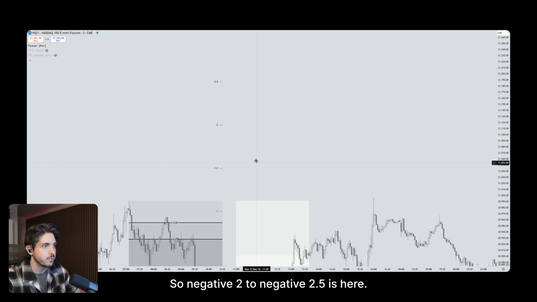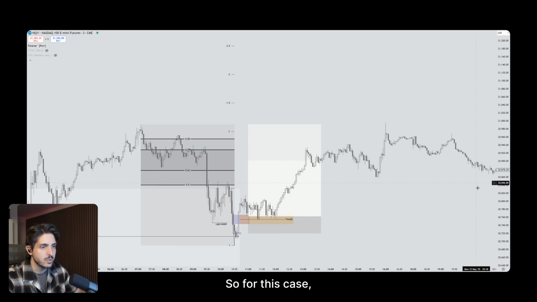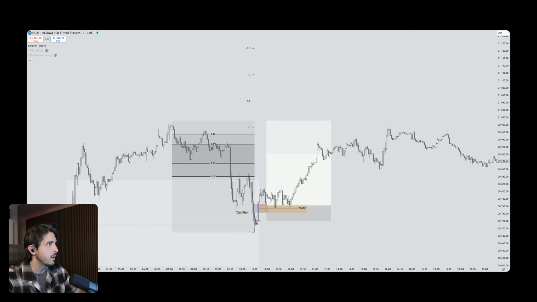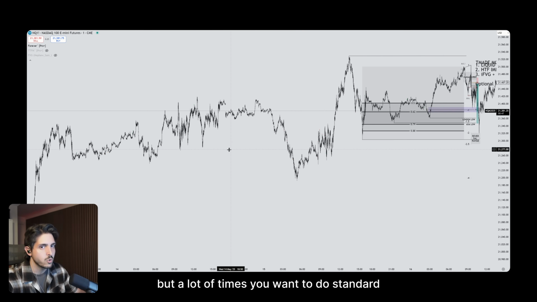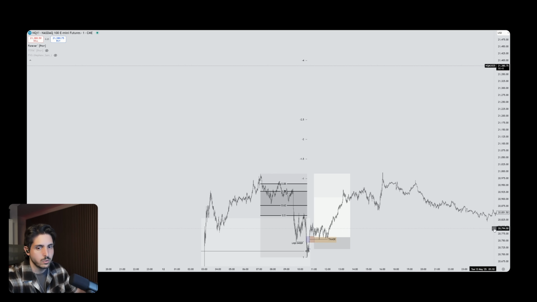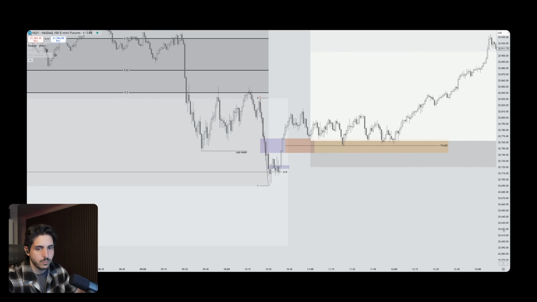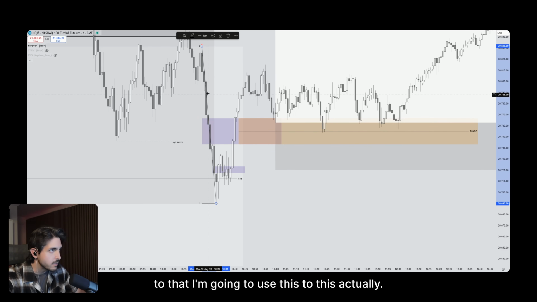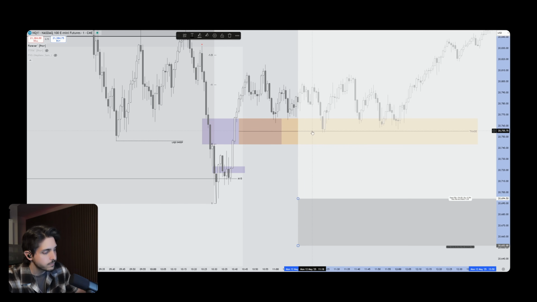So -2 to -2.5 is here, okay, which is very far away, and -1 is here. So for this case, because -2 to -2.5, well, actually, hold on a second. I want to go to the 1 minute for the standard deviation. A lot of times you want to do standard deviations on the 1 minute. It's going to help with just being more accurate, because the 1 minute is where price moves quicker, right? So I'm going to use this to this, actually. That's how I would do it. Perfect. Beautiful.